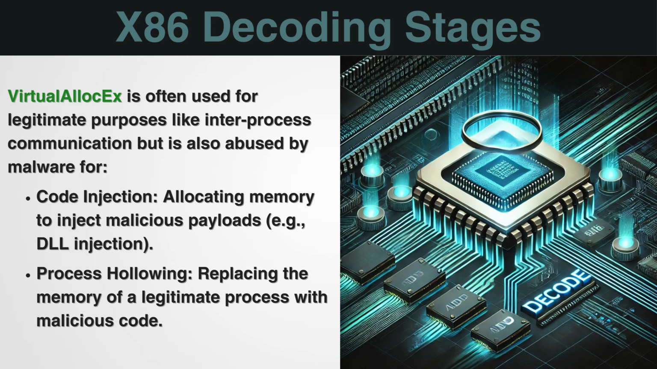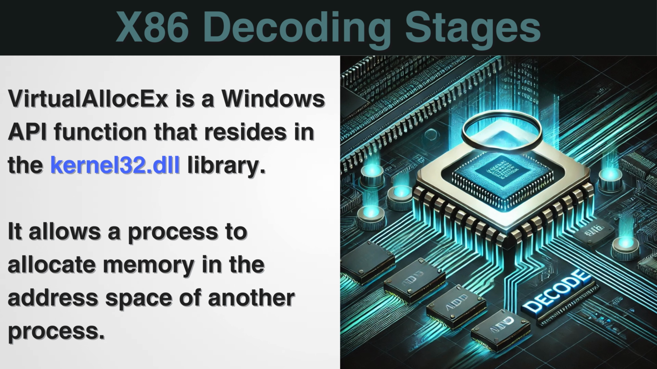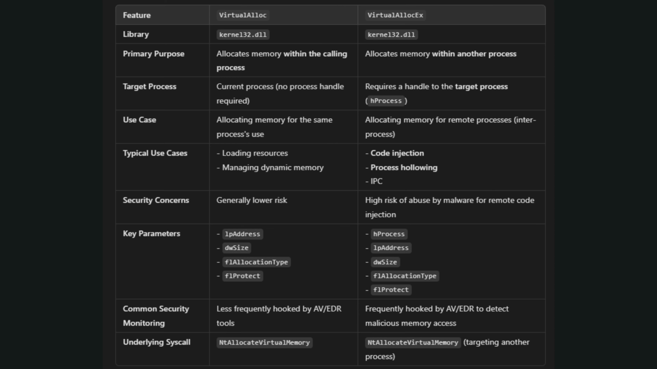I mentioned VirtualAllocEx. That's a Windows API function used to allocate memory in a target process's virtual address space. It's part of the Windows memory management API, and it's defined in the kernel32 DLL library. Unlike VirtualAlloc, which allocates memory in the calling process, VirtualAllocEx allows one process to allocate memory in another process, provided it has the necessary permissions.